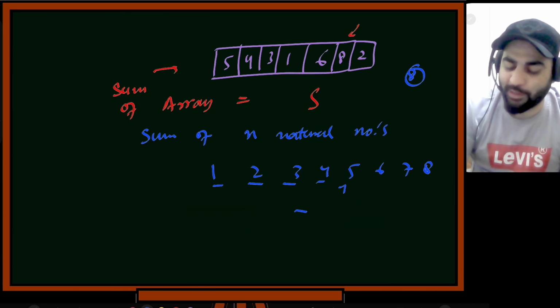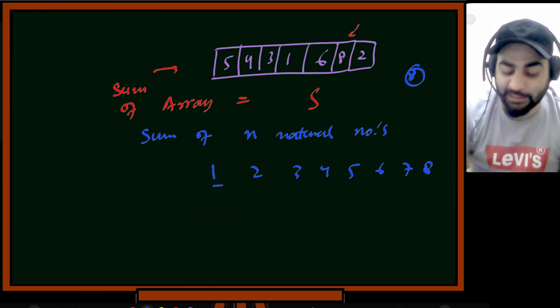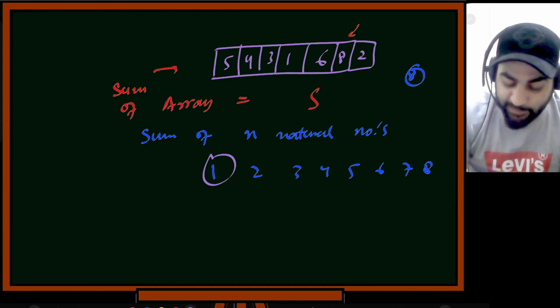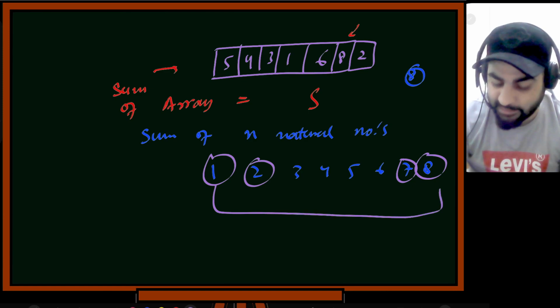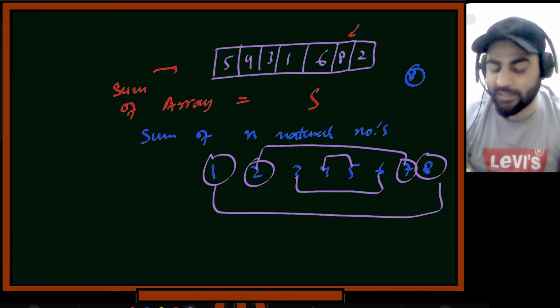I don't even remember the formulas. You know how I compute this? I'll tell you. If you see this element and this, they sum up to 9. This and this will sum up to 9. This will sum up to 9, this will also sum up to 9, this will also sum up to 9. So there will be half number of 9 elements.